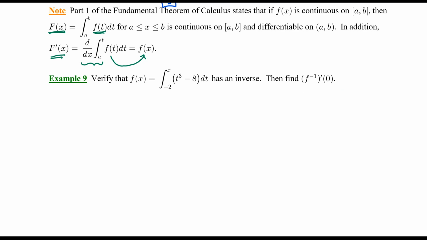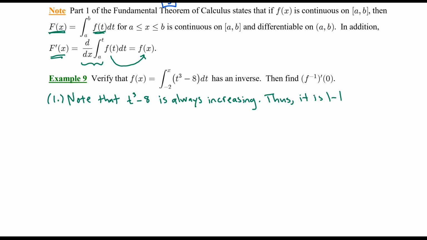So let's observe that t cubed minus 8, so number 1, note that t cubed minus 8, think of the cubic function that's been shifted down the y-axis by 8 units. Notice that t cubed minus 8 is always increasing. This is called monotonic. We will define that officially later on. If it's always increasing, then it is 1-to-1. Thus, it is 1-to-1 and invertible. So we have verified that it has an inverse.